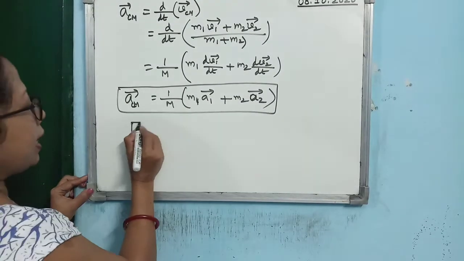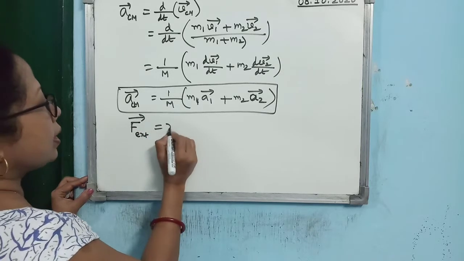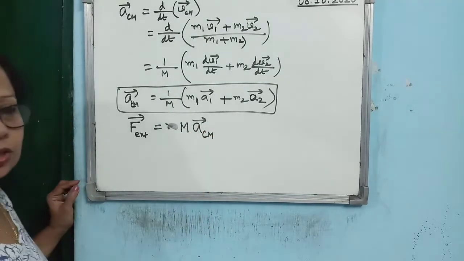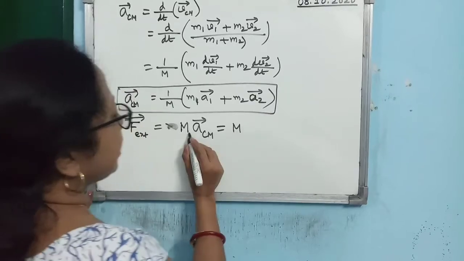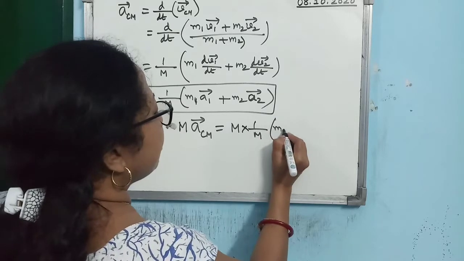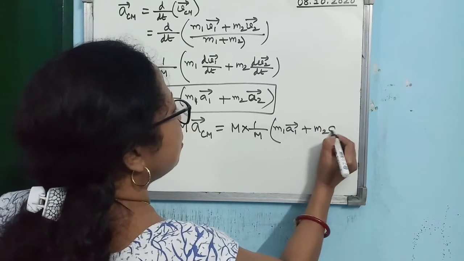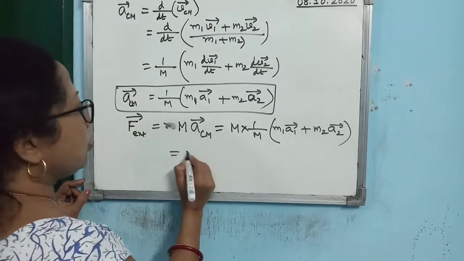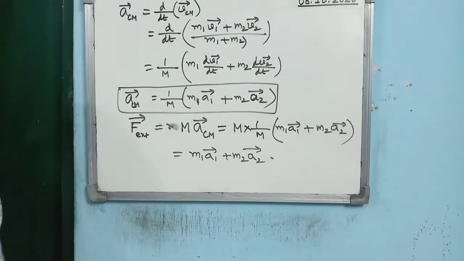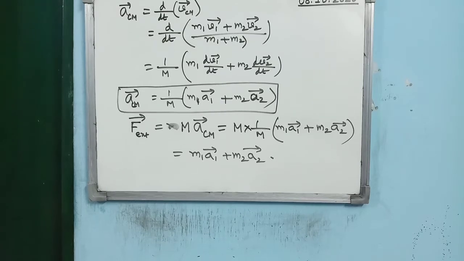Alright, now you know that the external force acting on the system you can write as the total mass of the system into the acceleration of the center of mass. So you can write m into the acceleration of center of mass as 1 by m, then m1 a1 plus m2 a2. So the m's cancel, and you are getting m1 a1 plus m2 a2. Alright, so these are the basic physics behind the concept of center of mass. The only thing is that the formulae you are bound to remember to solve the numericals.